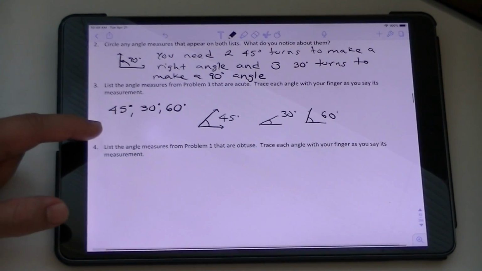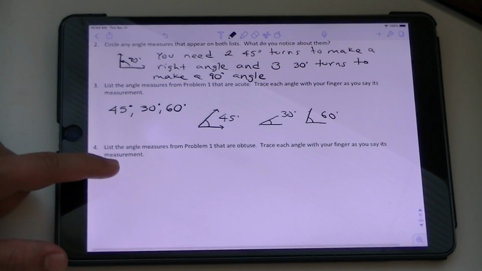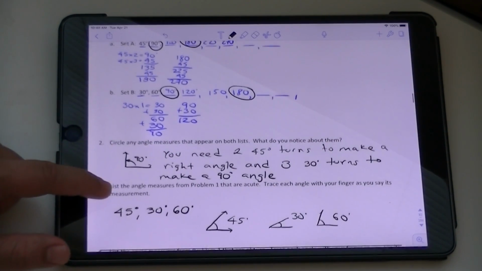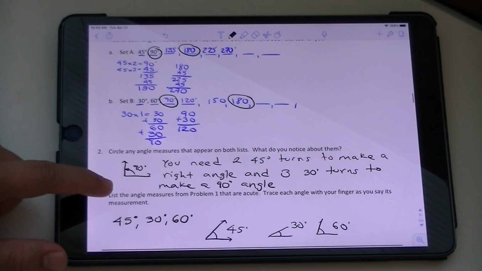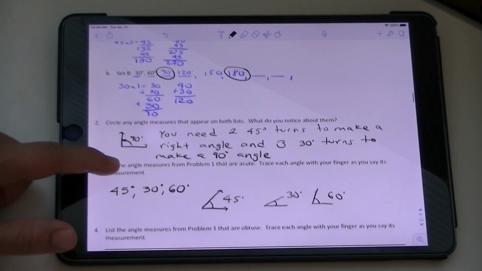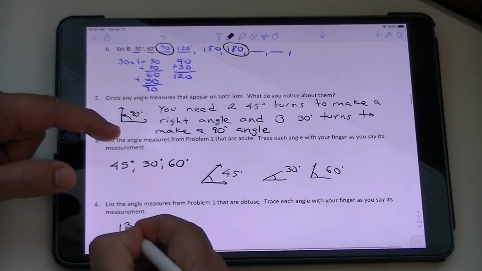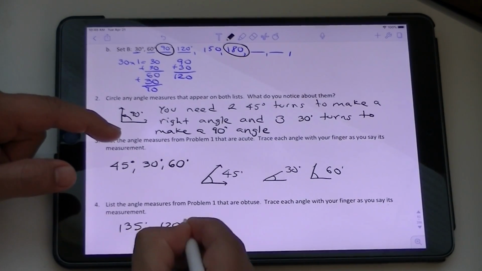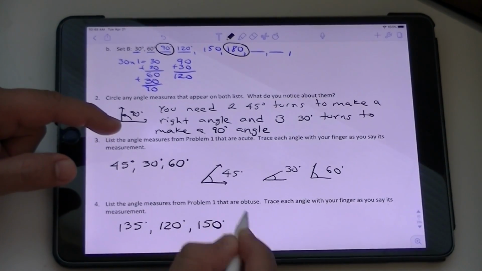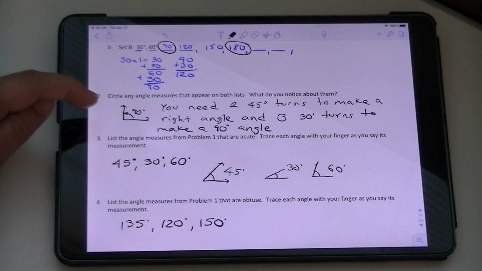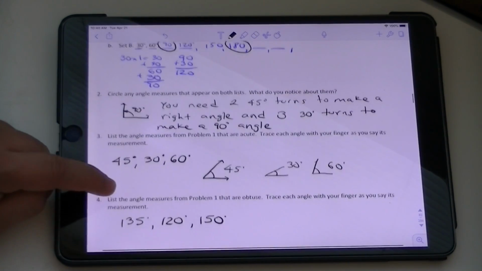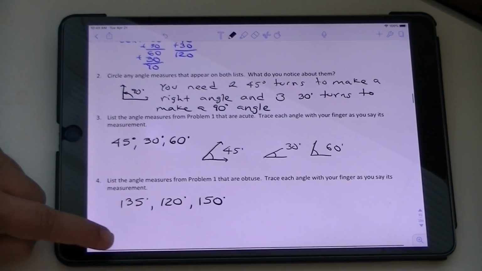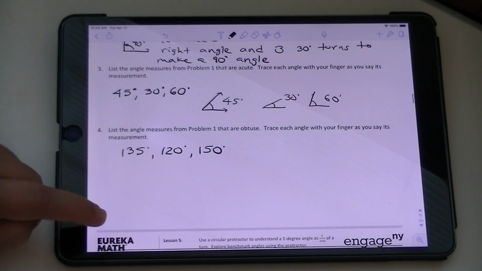4. List the angle measures from problem 1 that are obtuse. So obtuse, problem 1 will be 135, 120, 150, 135 degrees, 120, and 150. You cannot include 90, you cannot include 180 because those angles have a different name. Okay, so that's 3 and 4.